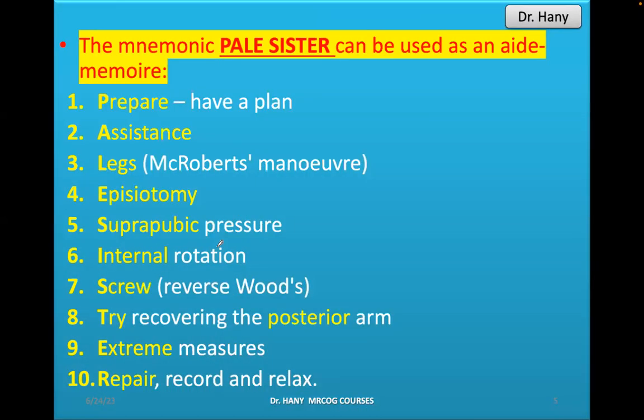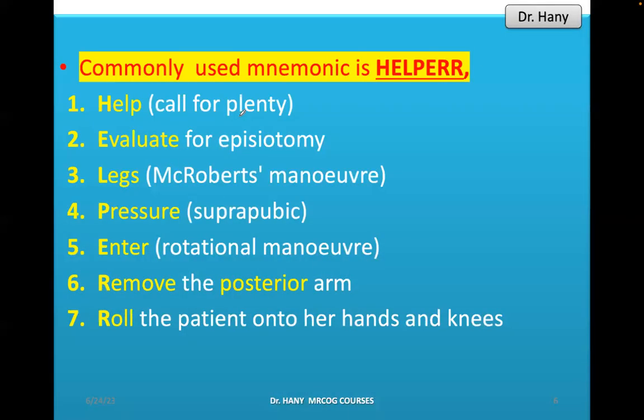To remember what you will do, actually, I don't like this one, prepare or assistance. This is the RCOG abbreviation. Legs for maneuver, episiotomy, suprapubic, internal, reverse screw, try the posterior arm. You see, this is the step to answer in the exam. It's a mnemonic to remember. But I would like this.